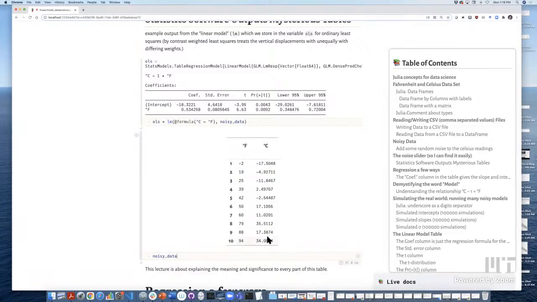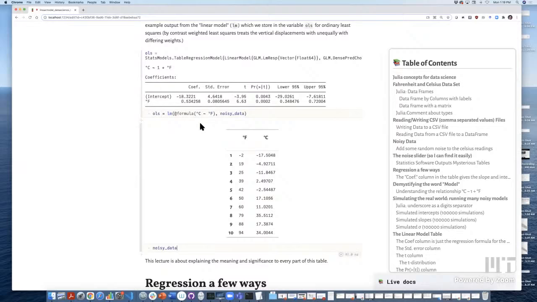Okay, so it's 10 Fahrenheits and 10 centigrades that are not quite the exact answer. It's a noisy version of the exact answer. And what we're going to get back is information as to what the best fit line is and how much confidence we're going to have in it. So that's what we're going to do. We're going to explain this.